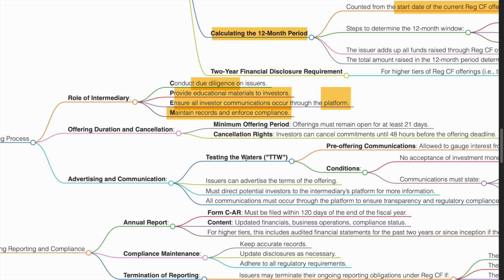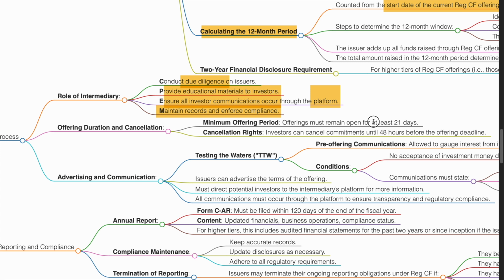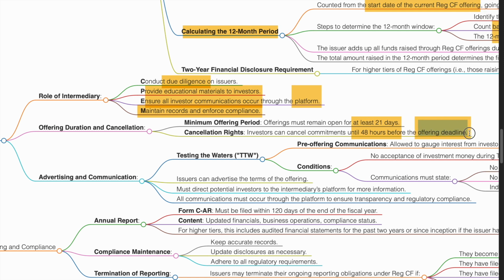With respect to the offering itself, the smallest amount of time that an offering can be open is at least 21 days. So if a startup is on the platform and they want to raise the Reg CF round, whatever that amount is, they have to keep it open for at least 21 days. Investors, meanwhile, can make commitments, but crucially, they have up till 48 hours before the offering deadline to rescind their initial commitment. So just think about that for a moment.